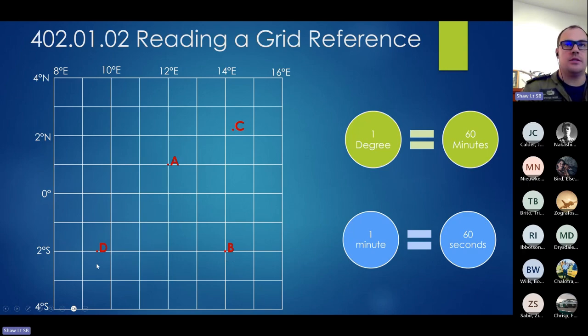Now the next ones, C and D, you can see they're a little bit offset, so we've got to measure. Lots of times maps will have little hash marks for us to do some interpretation. For this one, I don't know that we'll be able to get into seconds, but you can if you want. Nakashima, did you have a question or do you still have your hand up? Awesome. Who wants to take a crack at point C? See if we can get down to minutes.